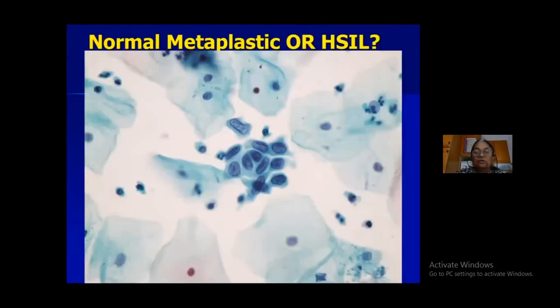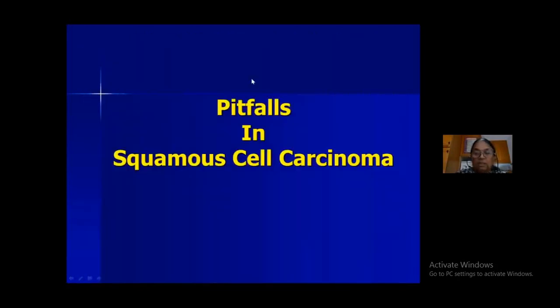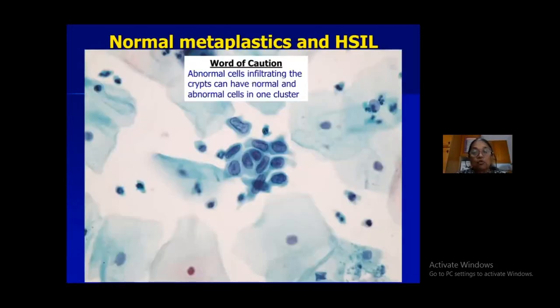negative. So let's just examine this image. Is this metaplastic normal or high SIL? Here, the top one has thickened membrane, nucleolus and no chromatin abnormality, that's normal. But at the same time, there are abnormals with no thickened membrane, no nucleolus, and abnormal chromatin. So word of caution, abnormal cells infiltrating the crypts can have normal and abnormal cells in one cluster. So please examine carefully the cluster.